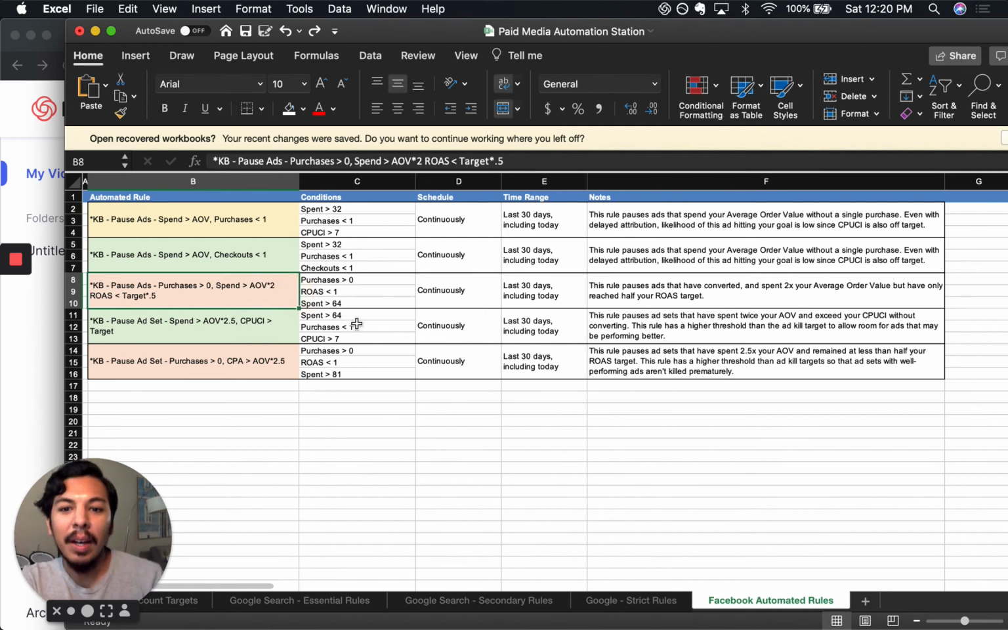And then this one, a little more cautious, but if you have purchases and then a return on ad spend that's half your goal and you've spent 2x your average order value, this also gets paused. And again, in this case, you might be wondering, especially because Facebook's learning phase tends to be something that I hear about a lot, if you're pausing ads like this, will it affect your learning phase and things like that?